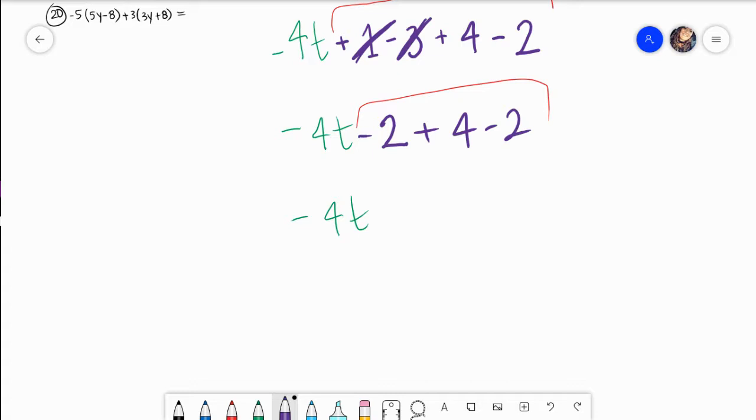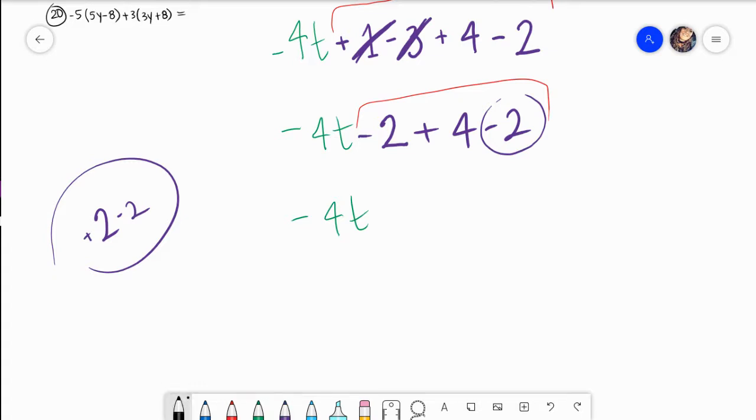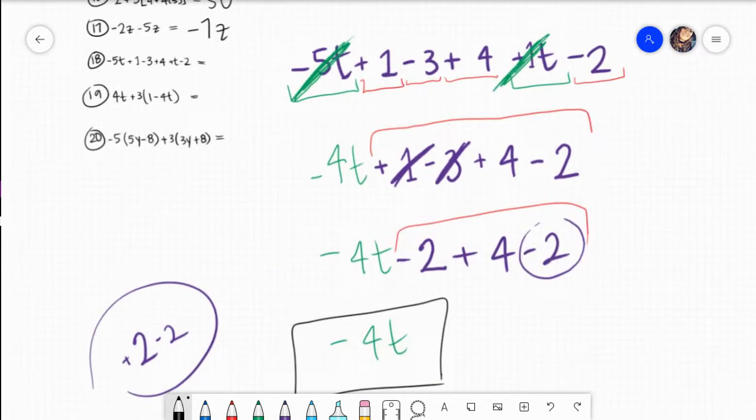If I have -2 and I combine it with a +4, signs are different. So I would subtract, keep the sign of the larger, right? And then I notice right here that I have a -2. Y'all, what is that? +2 minus 2. Same numbers, different signs becomes what? 0, exactly. 4t is my final answer. -4t, I'm sorry. -4t is my final answer. Okay, we only have 2 more problems left.